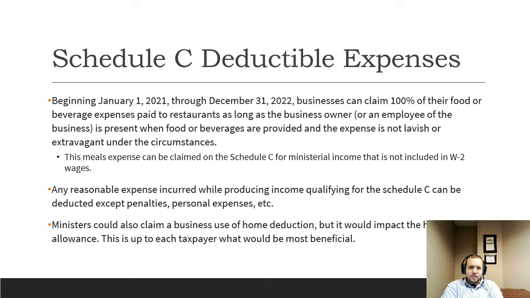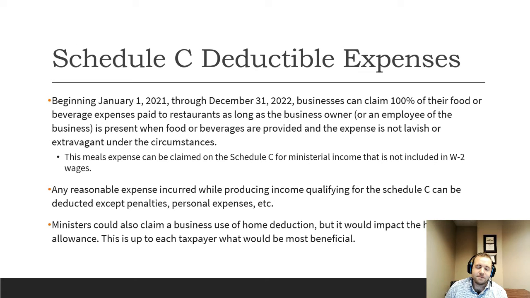Then on their Schedule Cs themselves, we're looking at any reasonable expense really that is incurred trying to earn this income will get you a deduction. Now, your penalties and anything of personal use, like going to the movies after you've finished a wedding, that doesn't count. You can't deduct that. But your mileage or your gas, one or the other, any advertising that you're trying to incur to get this income, you can take that as a deduction on the Schedule C. Ministers could also take the business use of home deduction.